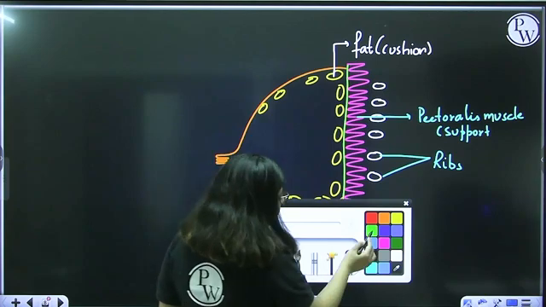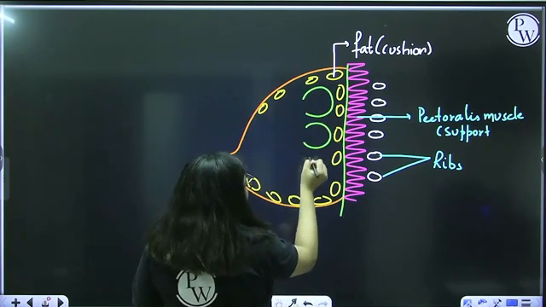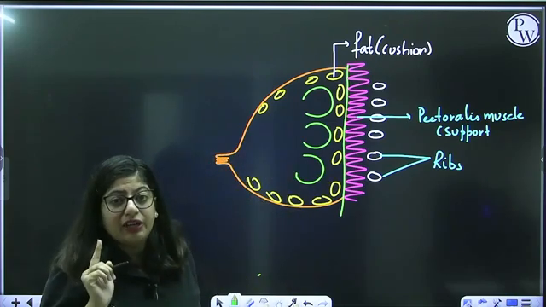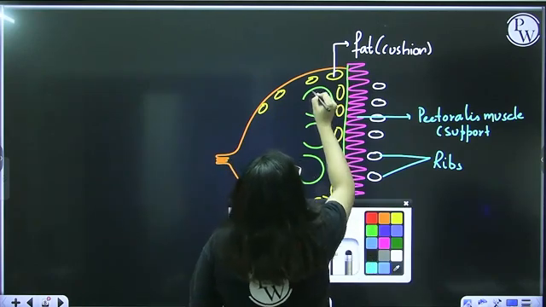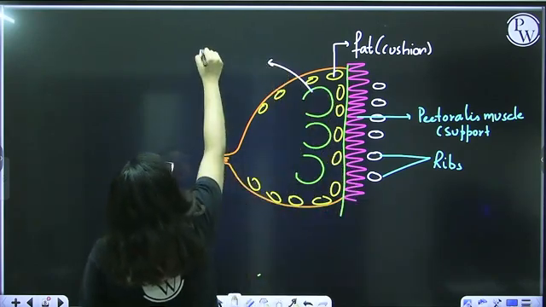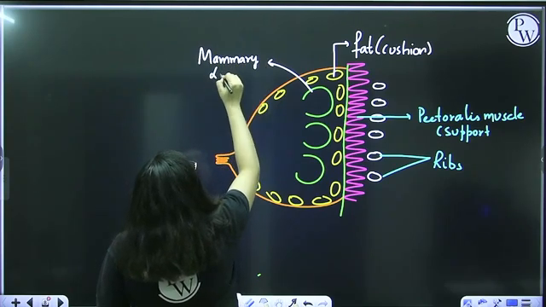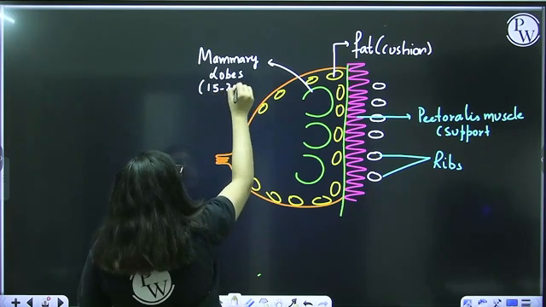Apart from this, the inside of the mammary gland is divided into 15 to 20 mammary lobes. How many? 15 to 20 mammary lobes are present. So these round structures, what are these? These are mammary lobes. How many total mammary lobes are there in a single breast? 15 to 20 in number.